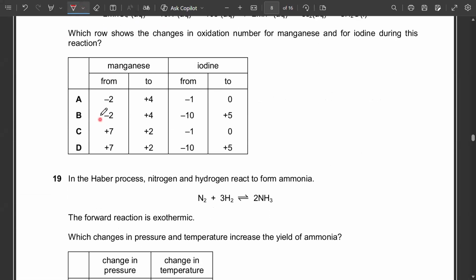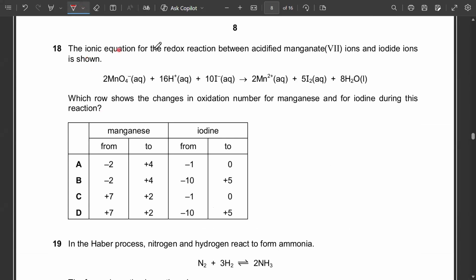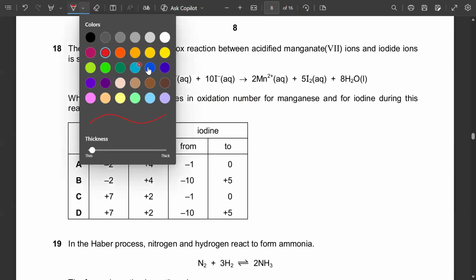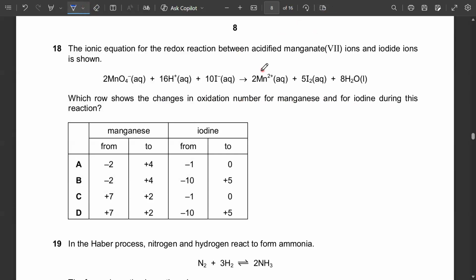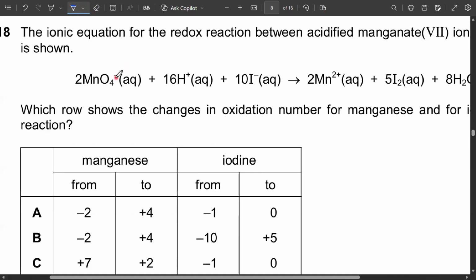Then question number 18. The ionic equation for the redox reaction between acidified manganate ions and iodide ions is shown. Which row shows the changes in the oxidation number for manganese and for iodine during this reaction? So here we have the calculations required to check the oxidation numbers. I will do this for the manganate ion because it's the only compound.